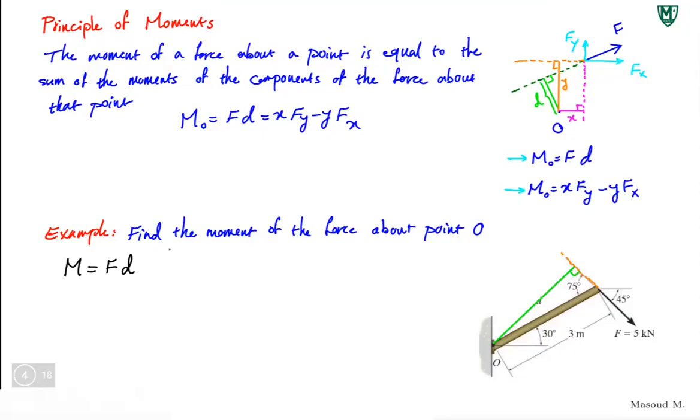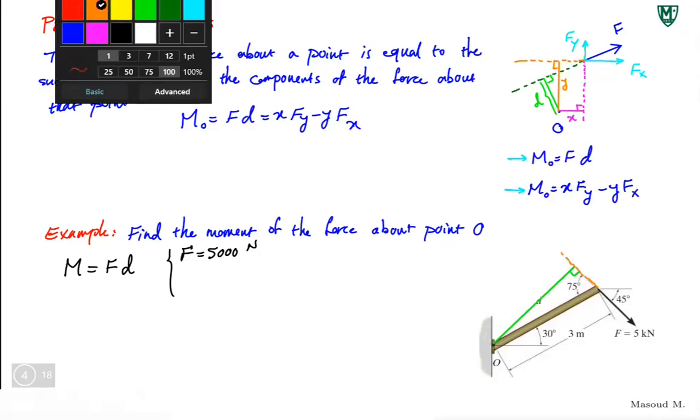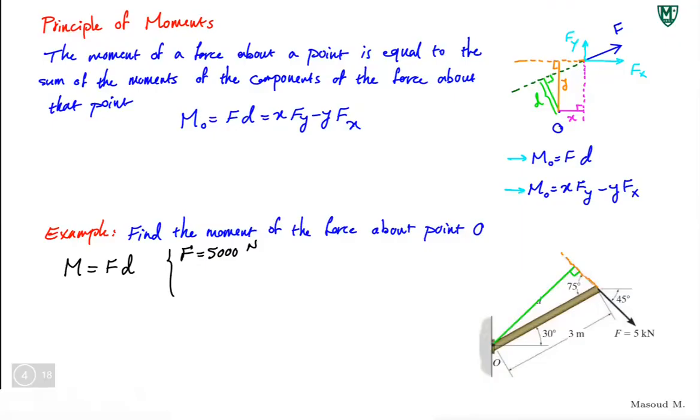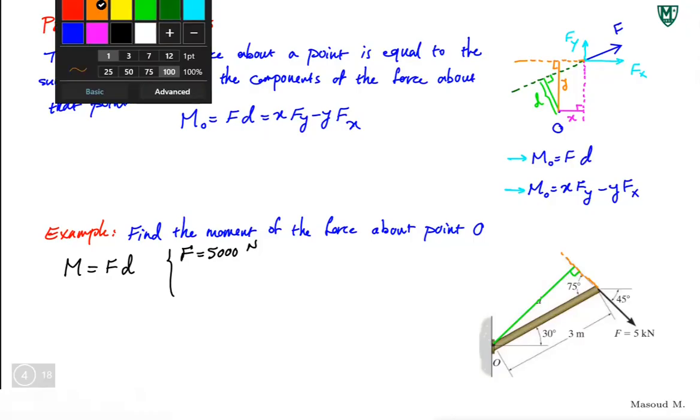So, what is F? What is d? F is 5 kilonewtons, right? I'll put 5,000 newtons to stay consistent with units. And what is d? To find d, look at this triangle. I cannot emphasize enough how important right triangles are in engineering generally, specifically in statics, dynamics, solid mechanics. It's amazingly practical and comes in handy all the time.